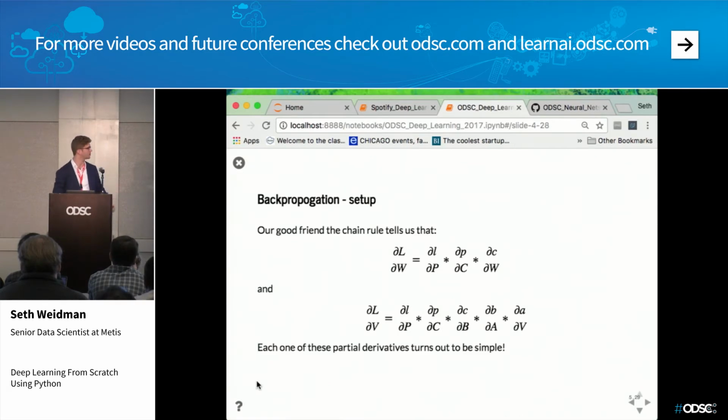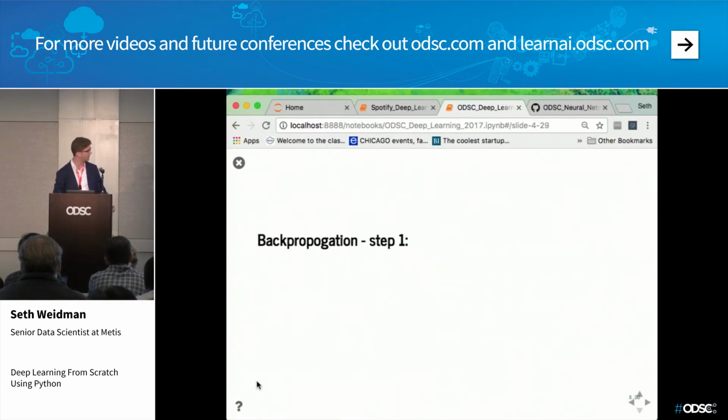And so here we're going to actually compute these partial derivatives explicitly. And each one of these, for the most part, turns out to be pretty simple. So again, I'm going to go through this quickly and sort of go through all the math and show that you can compute these partial derivatives, you can multiply this stuff together and show that it works.